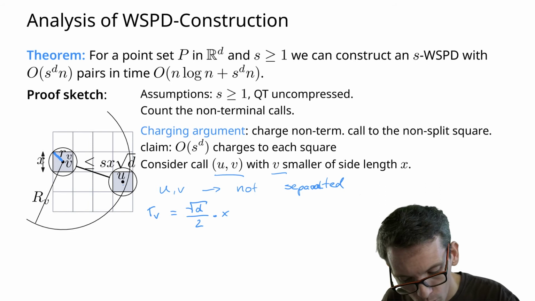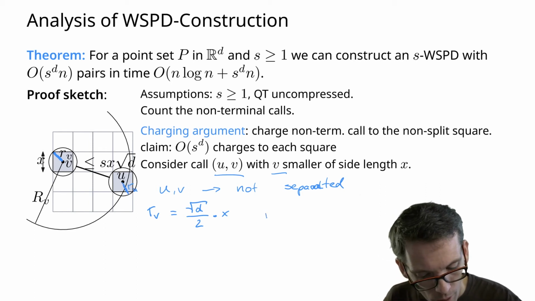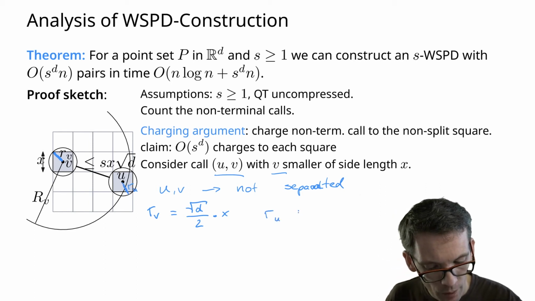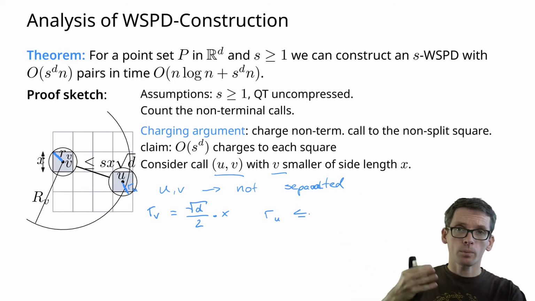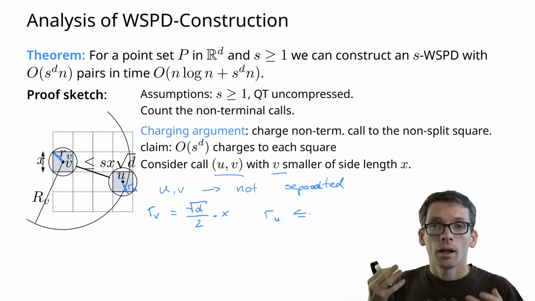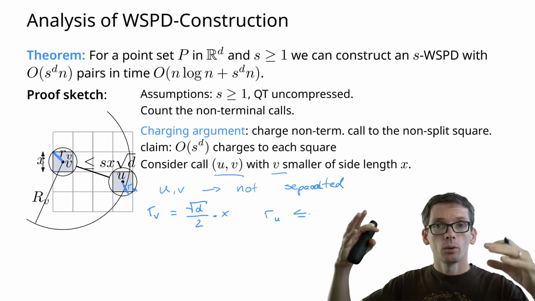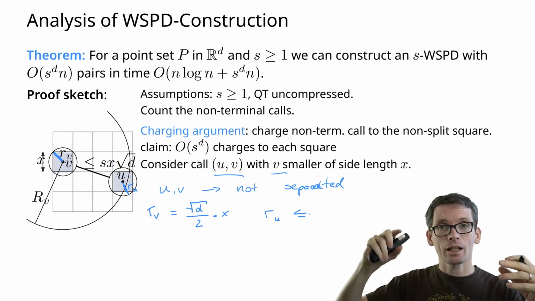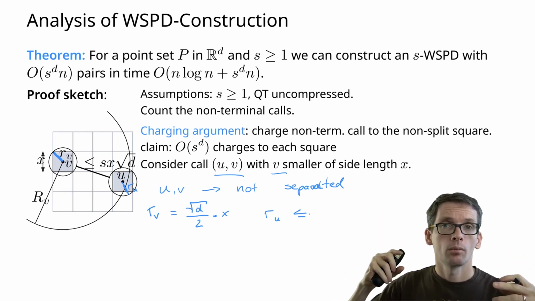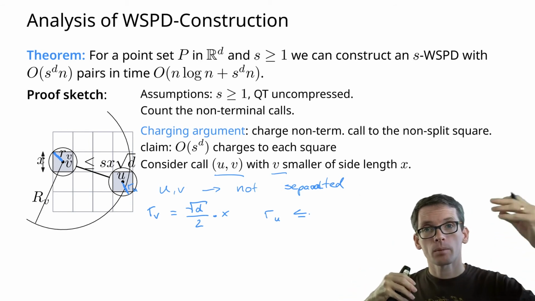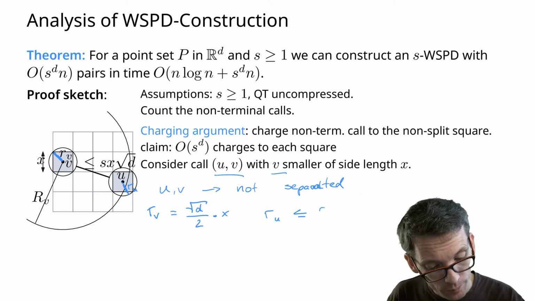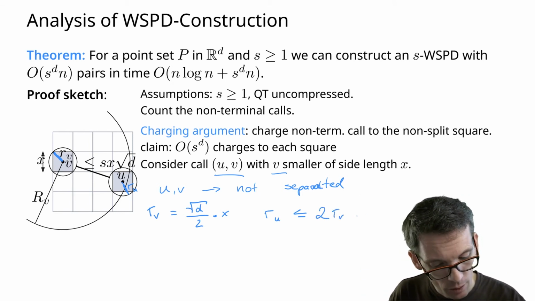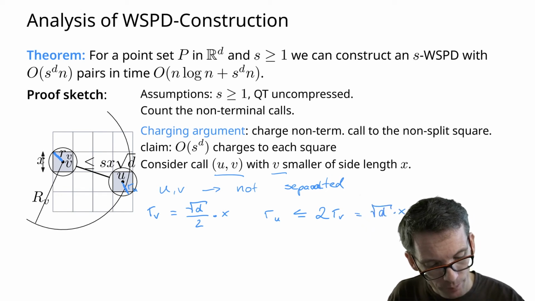Now, if I also look at Ru, how large can Ru be? So U is split because of v, and we always split the larger square. So what does that mean? It means that the difference between u and v in terms of side length is at most a factor 2, because otherwise we would have earlier split the larger square of the two. Meaning that RU is at most 2 times RV, meaning that it's at most square root of D times X.